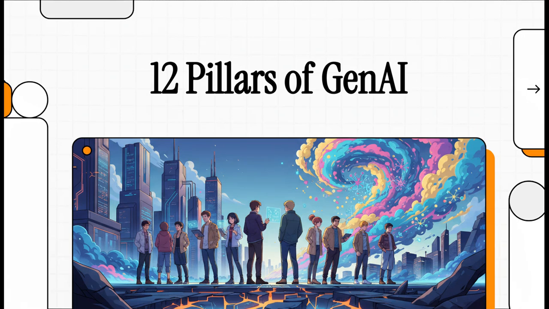This explainer covers 12 high-level things a Gen AI engineer should know about. Now, the concepts covered here are high-level. We are planning to cover them in depth in future explainers, but let's get started.